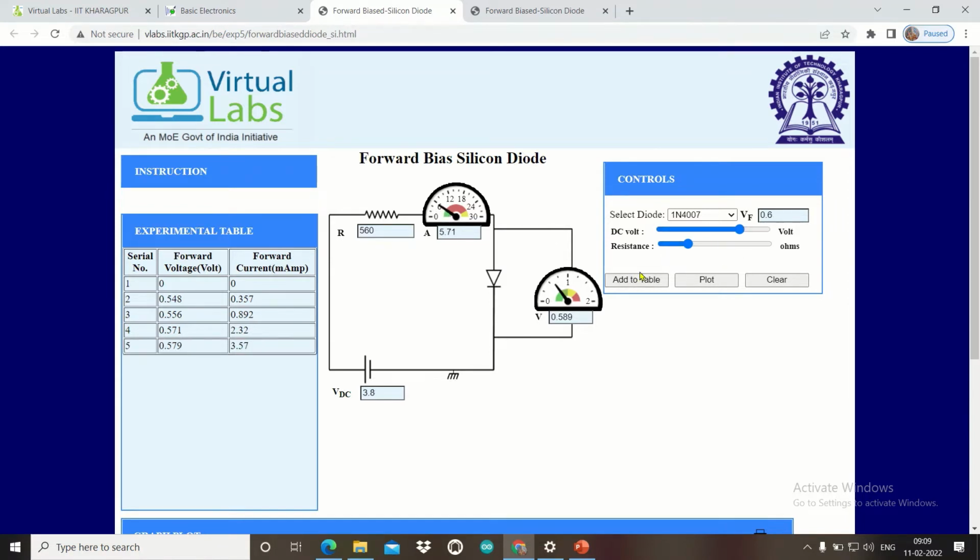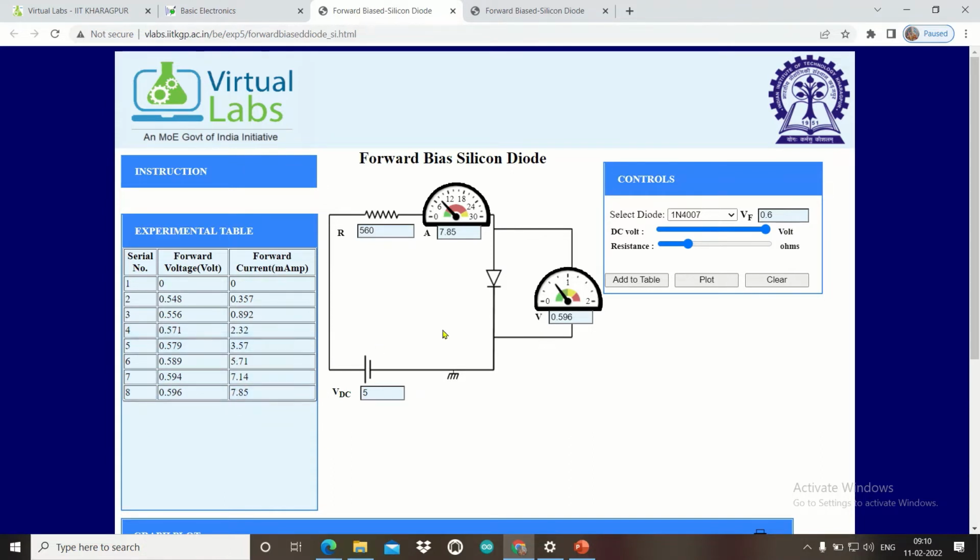0.579, 0.589, 0.594, and you can see here 0.596. Now you can find that when we are very near to the cut-in voltage, the current increases.